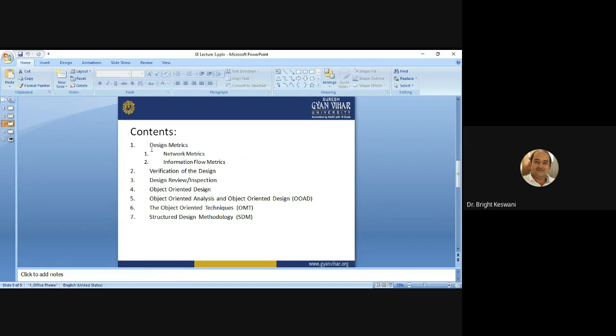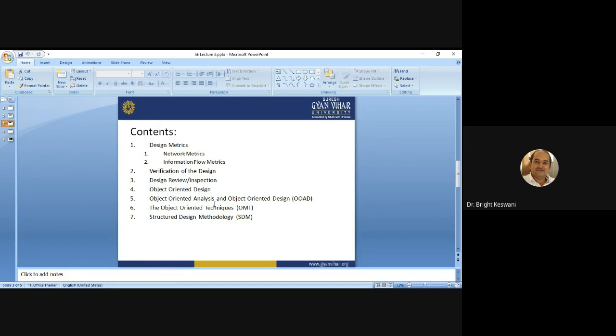Okay, so these are the contents of our today's lecture. We will discuss design matrices. There are two types of design matrices. First is network matrix, and second is information flow matrices. Secondly, we will discuss the verification of the design. When you make a design, how to verify it and why verification is needed. Then third point, we will discuss design review and inspection. Why a review of design is needed, why inspection is needed when you have already designed your software. Then we will discuss object-oriented design, why it is needed and what it actually is. In the fifth point, we will discuss object-oriented analysis and object-oriented design.